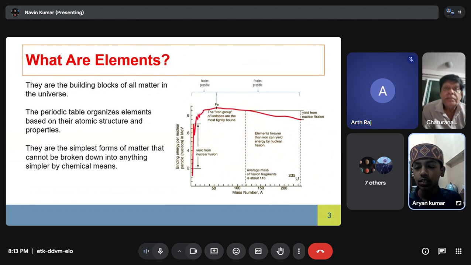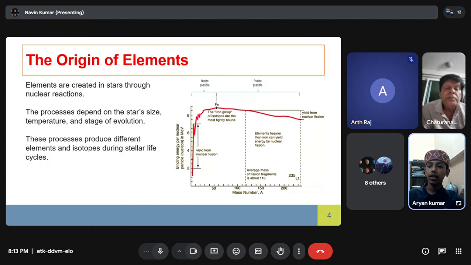What are elements? They are the building blocks of all matter in the universe. The periodic table organizes elements based on their atomic structure and properties. They are the simplest form of matter that cannot be broken down into anything simpler by chemical means.